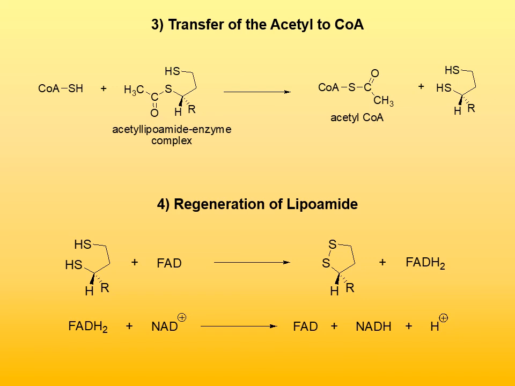Dihydro-FAD is then, in the final step, oxidized by NAD. So it is converted back to FAD, and NAD is converted to NADH. That completes the sequence, and it completes both the conversion of pyruvate into acetyl coenzyme A and regenerates the enzyme complex so it can participate in the next catalytic cycle.